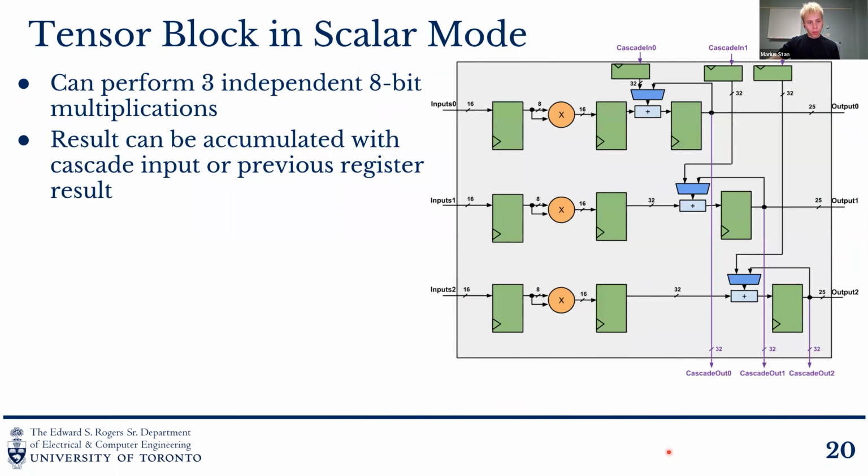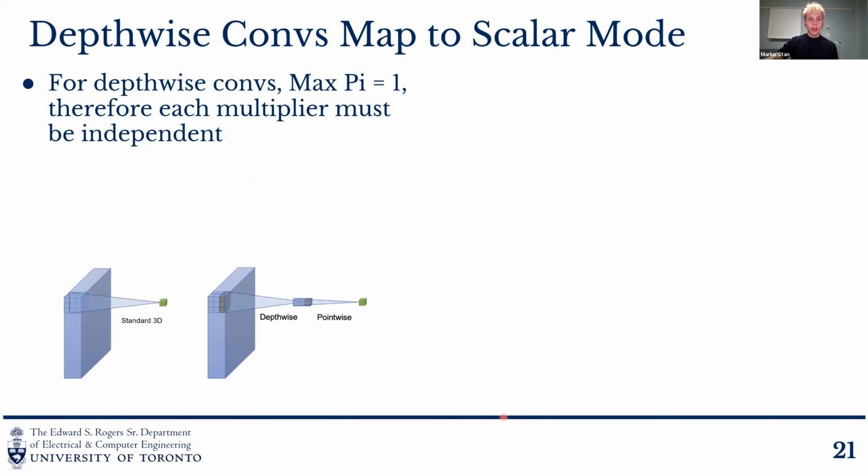Scalar mode can perform 3 independent 8-bit multiplications. And similar to vector mode, we can either accumulate with the previous register result or with the cascade input. But in this case, we have 3 different cascade inputs as we're producing 3 independent outputs. So depthwise convolutions map to scalar mode in our case.